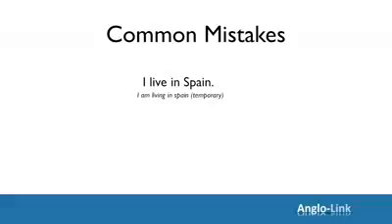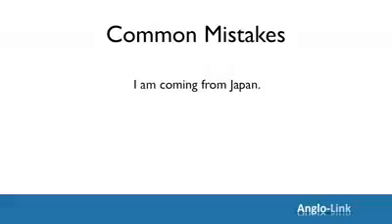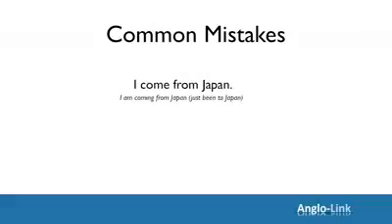Let's look at another example. I'm coming from Japan. This person wants to say that they are from Japan. They are Japanese. They're giving you their nationality. So, it's a fact. Therefore, again, it should be present simple. I come from Japan. Saying, I'm coming from Japan means I've just been there. You've been on a trip and you're coming back now.